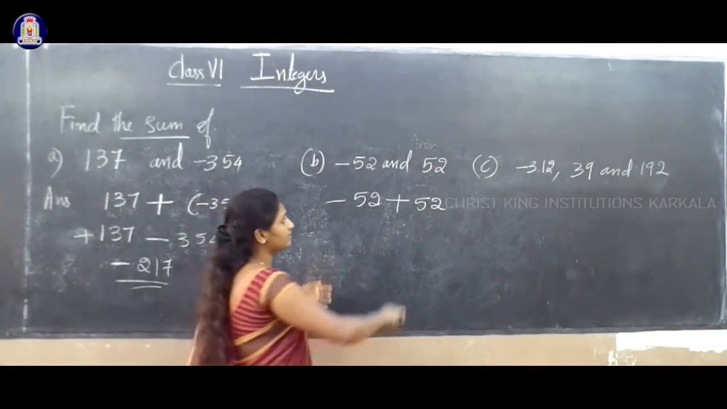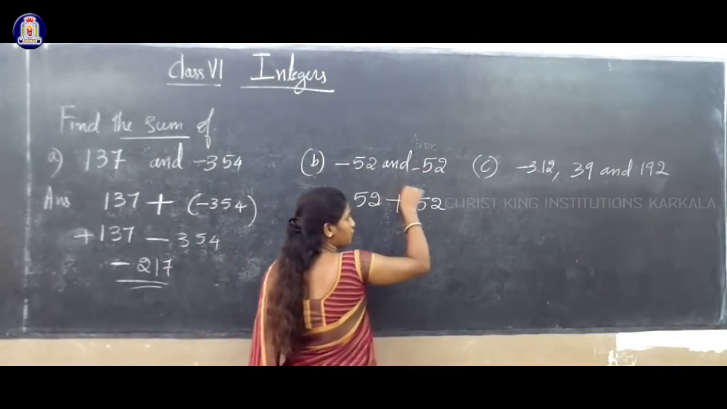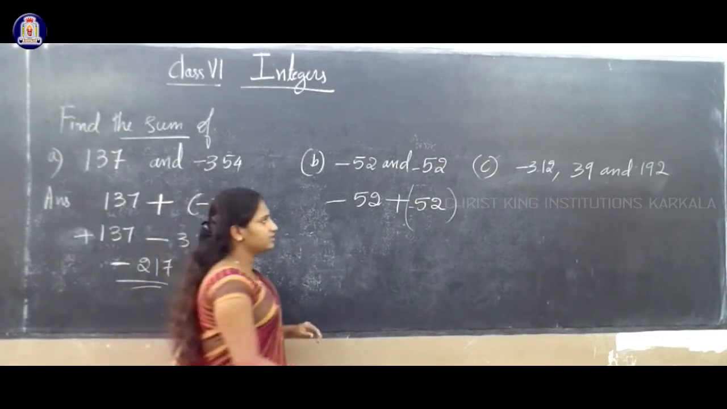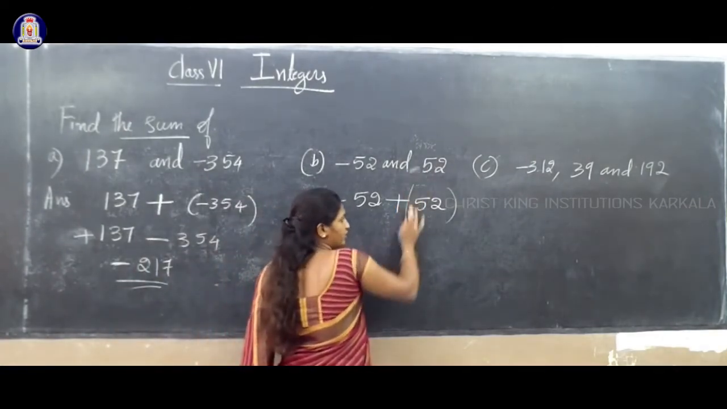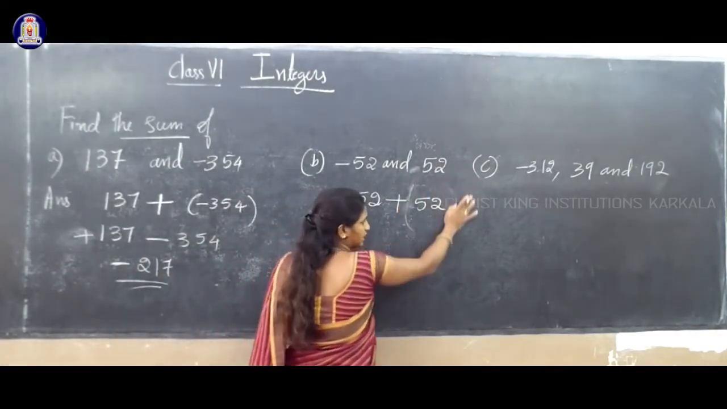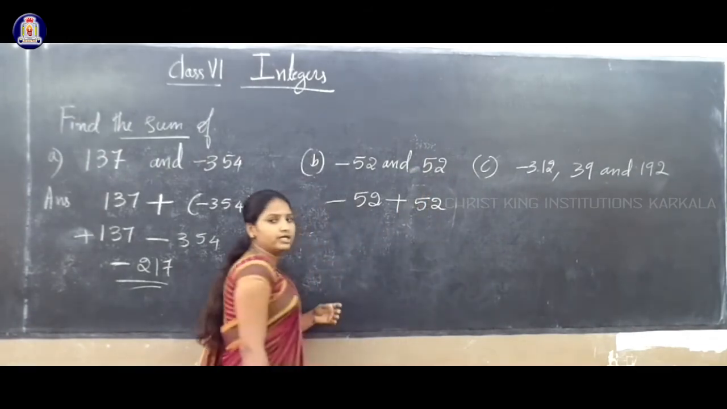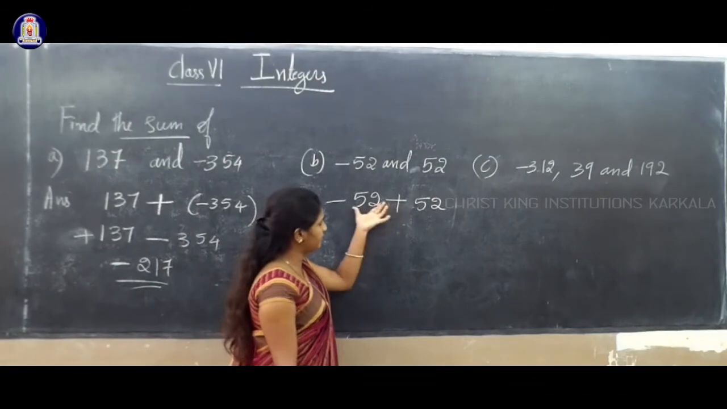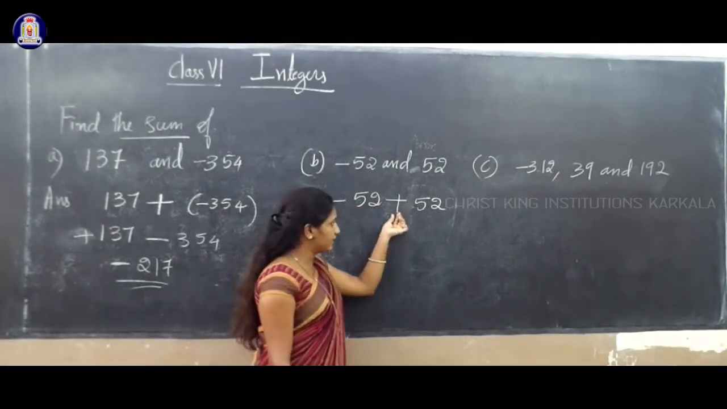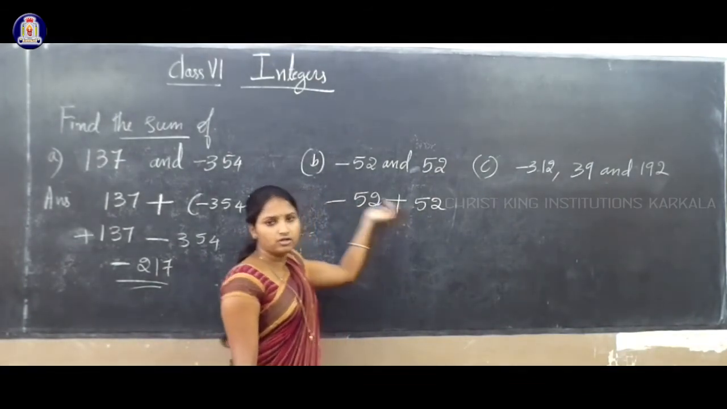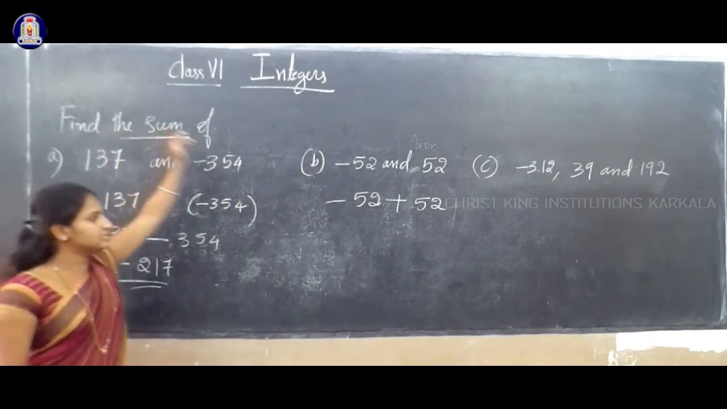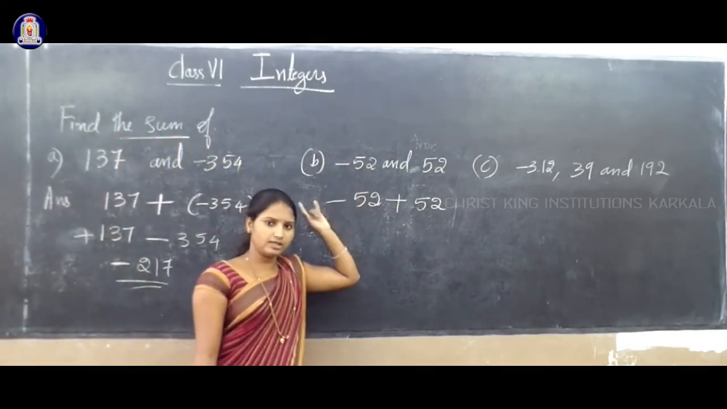Suppose if we are given negative 52, then you must write it in the bracket. Clear? But here the sign is plus, so no need of writing in the bracket. Directly you can write 52. But why are we writing the plus sign between these two integers? Because in the question they said find the sum of. Sum means plus. Clear?